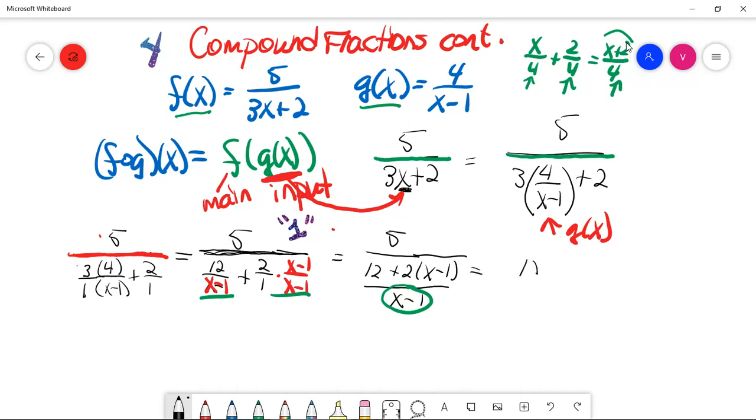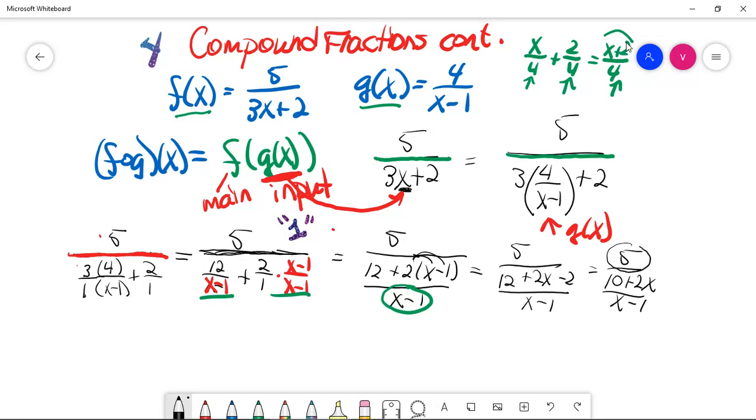All right, this fraction's going on forever, right? So here we go. So it's 5 over, now we have 12, let's distribute this here. So that's plus 2x minus 2, all divided by x minus 1. So that would equal 5 over 10 plus 2x over x minus 1. So I'm going to rewrite that over here, and now we're going to do a little bit of the magic here, okay? So that 5 right here, I'm going to change that to 5 over 1.